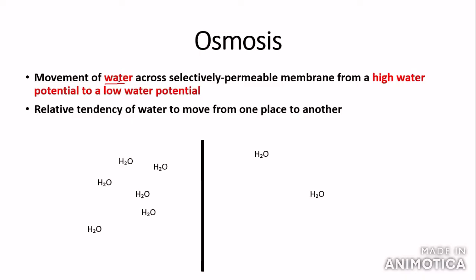So here we have two sides of a membrane with the membrane here in between. As you can see, this side of the membrane, the left-hand side, has lots more water molecules, so it has a higher water concentration. This means that the left side of the membrane has a high water potential, and this side has a low water potential. This means that the water molecules tend to move from the left side to the right side, as the left side here has a high water potential and the right side has a low water potential. If the water potentials on each side are balanced, we call this isotonic.